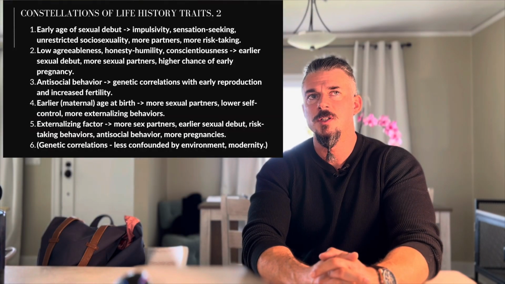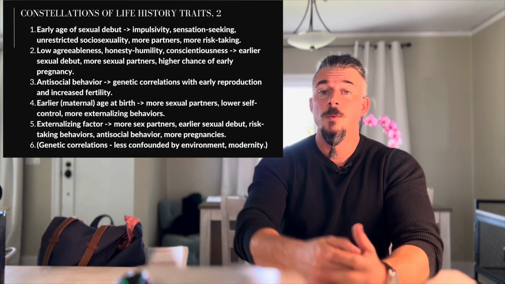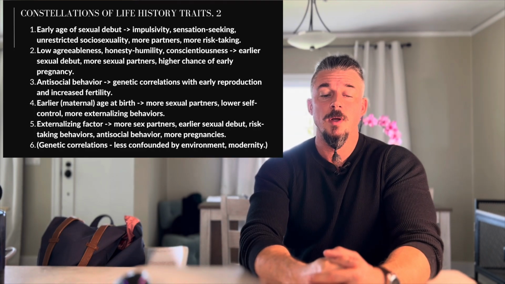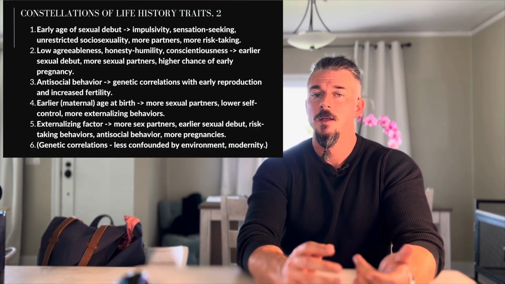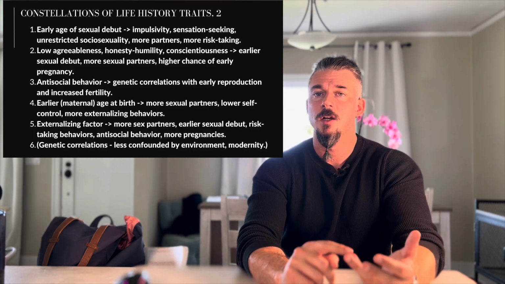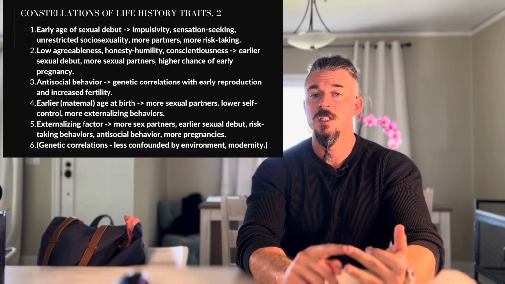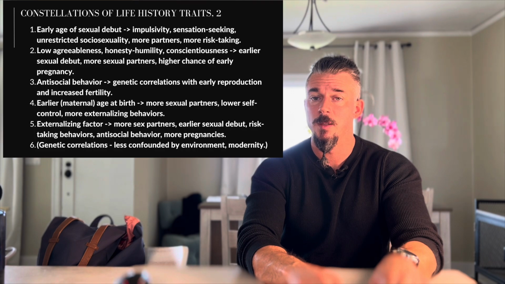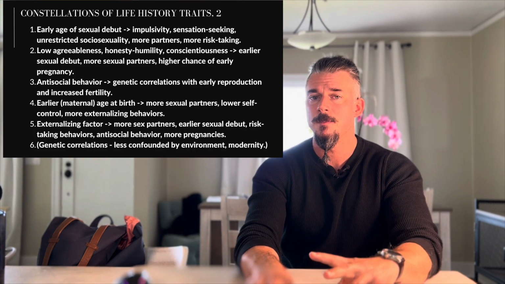These constellations, what are the correlations? You probably couldn't see it that well in the past image. So an earlier age of sexual debut, earlier sexual intercourse, what's it correlated with? Impulsivity, sensation-seeking, unrestricted sociosexuality, having more sexual partners, and more risk-taking. So this early age of sexual debut is associated with all of these other fast life history strategy things.